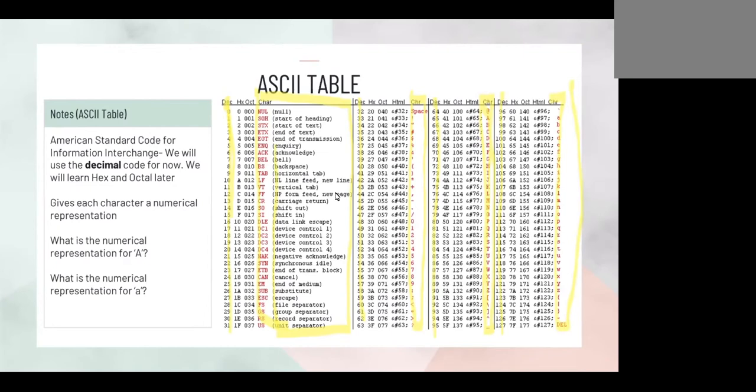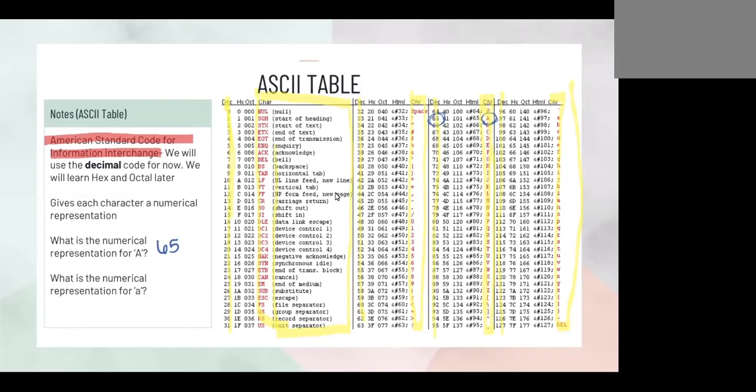So ASCII stands for American Standard Code for Information Interchange. You don't need to know that name. You could just know it as ASCII. But this provides a relationship between a number. It provides a numerical code for each specific character. So if I say, for example, what would the numerical code for the letter capital A be? Well, if you look at capital A, which is right here, we can see that the numerical code that is provided for it is 65.